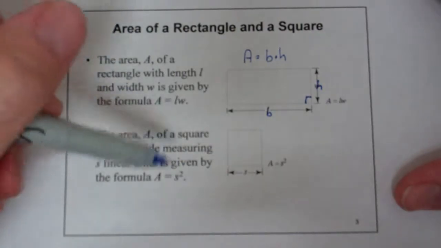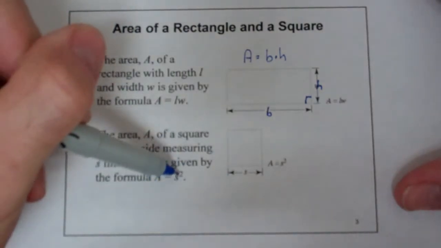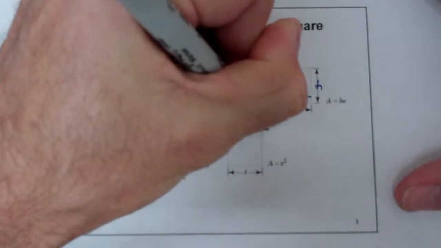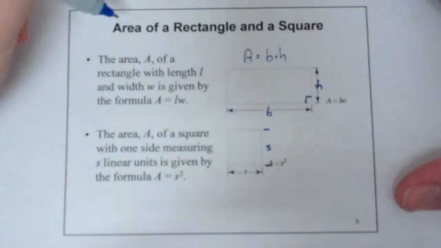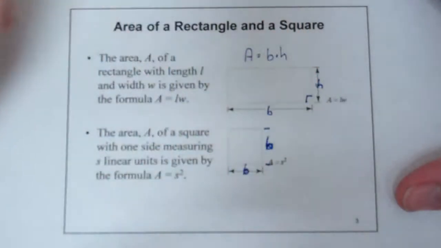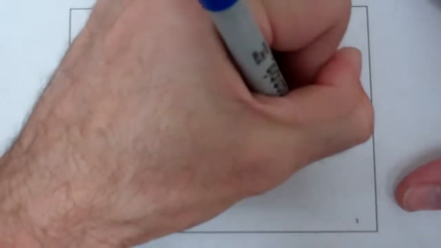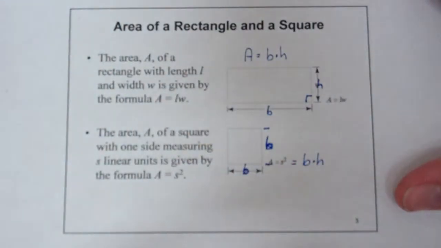Now, it is true that the area of a square is side squared because both sides are the exact same length, but you can actually use the base times the height for this one also, and so the area is also equal to the base times the height. It's just that they're the same number, so it ends up being squared, right?